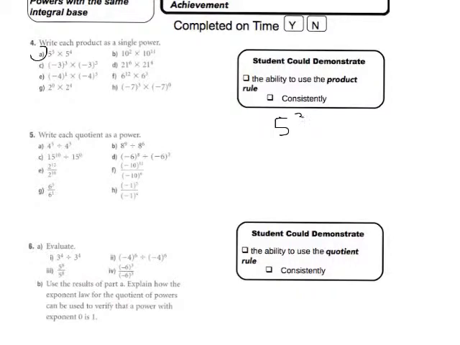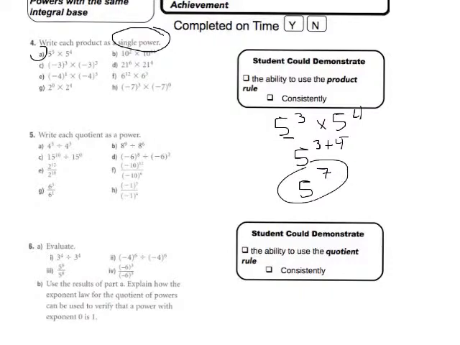5 to the power 3 multiplied by 5 to the power 4. Yes, the bases are the same. The rule says when the bases are the same, we can just add the exponents. So we get 5 to the power of 7. Now again, it's asking us to write it as a power. It's not asking us to write it in standard form. So we do not want to put this in standard form. We want to leave it as a power.